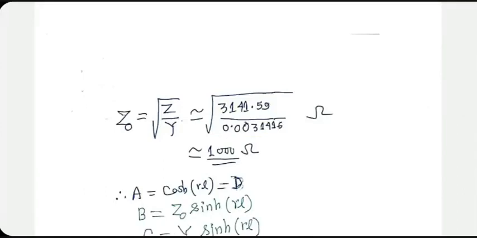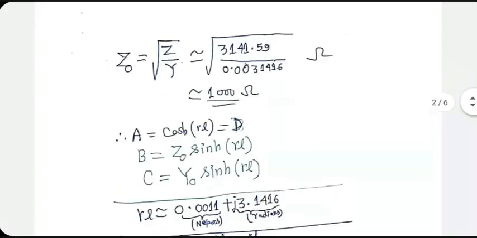By the way, we have not proven it, but whenever Z naught is a real number, it is a distortionless line. It's, I think, easy enough to prove. Now, calculating ABCD parameters. A, we have derived in the past, is cosh of gamma L. We have done the derivations in the past for a lossy line. And A is the same as D. B is Z naught sinh gamma L. C is Y naught sinh gamma L. Y naught is 1 upon Z naught.